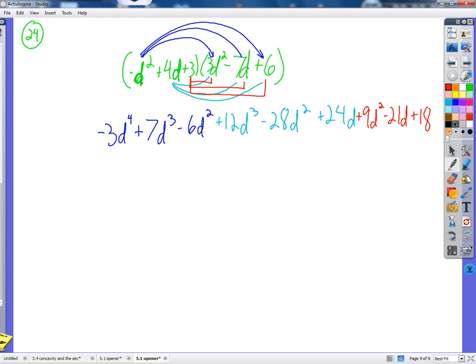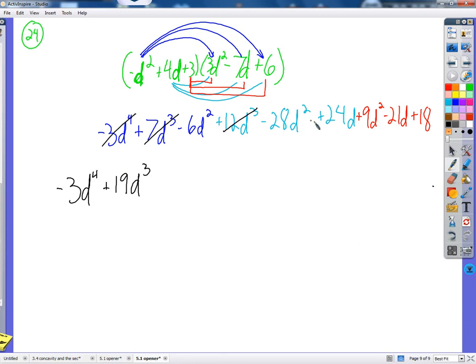Then we move on to the task of making sure we get all the like terms put together. So we got a d to the fourth, no other d's to the fourth. So that one is a negative 3d to the fourth. One of a kind. Third, there's another one. No more. So we got two third degrees to put together. So 7 and 12. So 19d to the third.